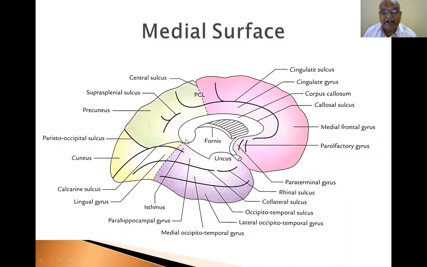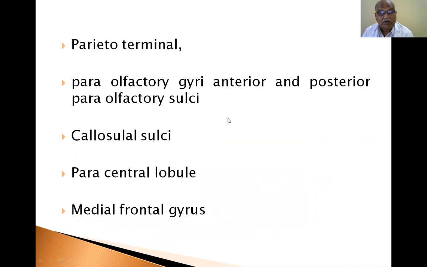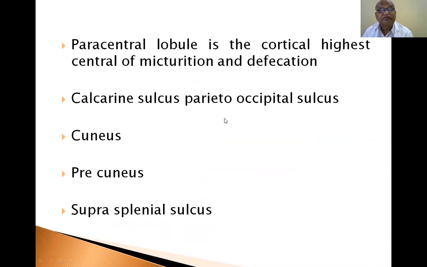This is the posterior end of the corpus callosum. This is the anterior end of the corpus callosum. This is the trunk of the corpus callosum, where I have put the cursor. This is the anterior part and this is the posterior part. This is the splenium, and the more curved part is the genu. So this is the medial frontal gyrus.